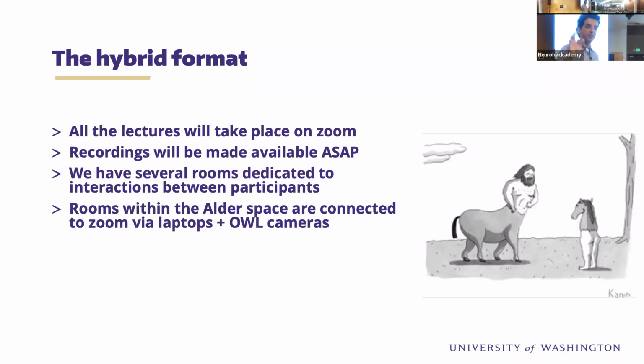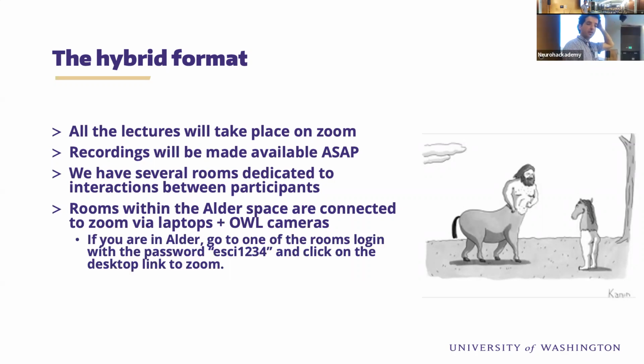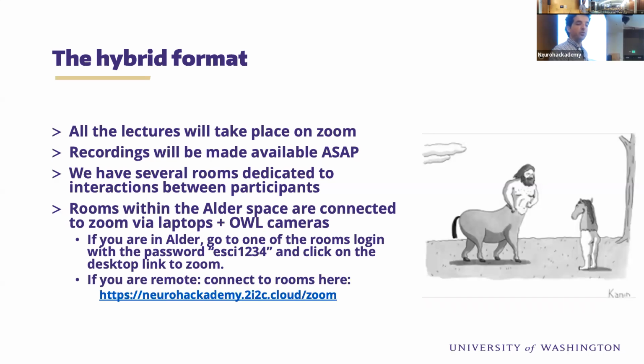So what I just described are these rooms within this Alder space that are connected via Zoom and laptops to these OWL cameras. If you are here in Alder, the one thing that you need to know is that there's a password on these laptops that are connected to these Zooms, to these OWLs, and the password is always eSci, like the first few letters in eScience, 1, 2, 3, 4. And then there's a link on the desktop that will connect you immediately to a Zoom room, and that's the Zoom room designated to that laptop. So we have several Zoom rooms. And if you are remote, you can connect to the Zoom rooms through this link.